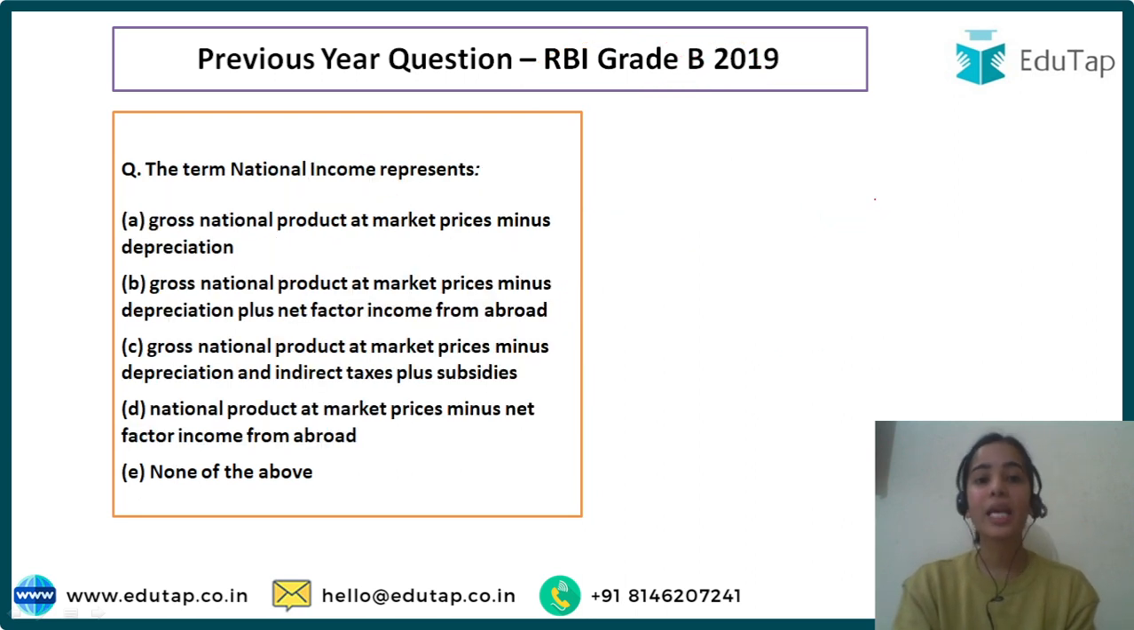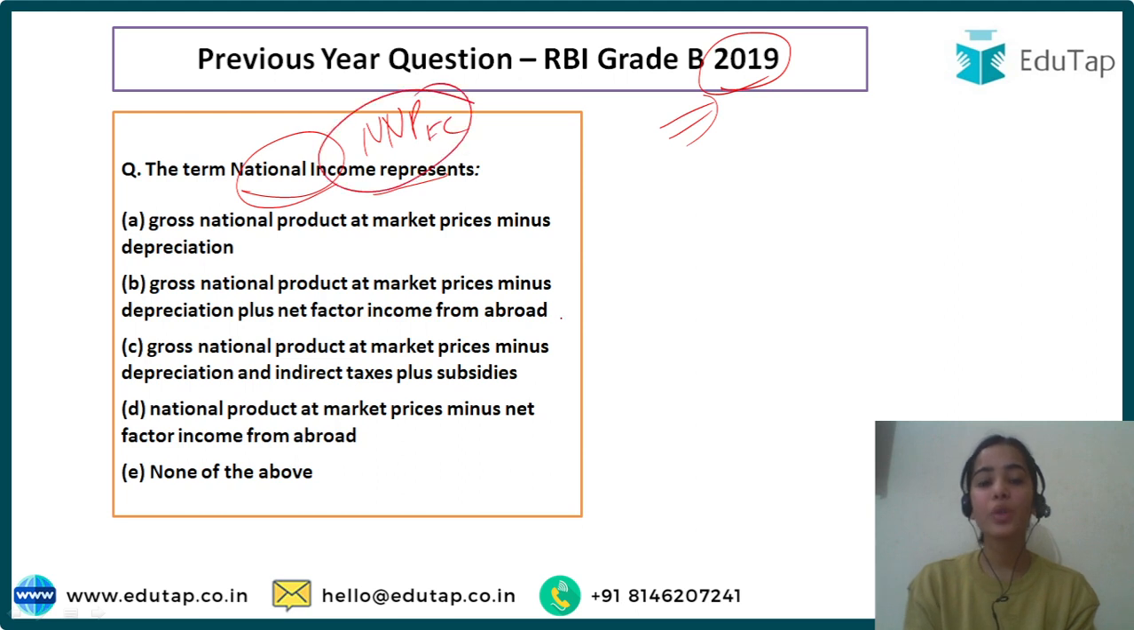The next question asked in the previous year of the RBI Grade B, in 2019, was: the term national income represents which of these? Many of you must know that national income is the NNP FC. So you have to tell among which of these the NNP FC is there. Directly it has not been given, so you have to actually calculate and convert from one concept to the other. That's why it becomes very important for you to understand the conversion process.